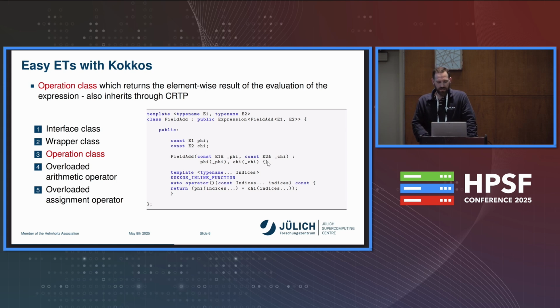And what we have here is we've also given this an access operator. And what that is going to do is it's going to perform the addition, but it's calling the access members of the types of E1 and E2. So if E1 and E2 are two fields, then what that's doing is it's calling the access operator of the wrapper class, which calls the access operator of the view. And by that way, you get the addition of the view elements together.